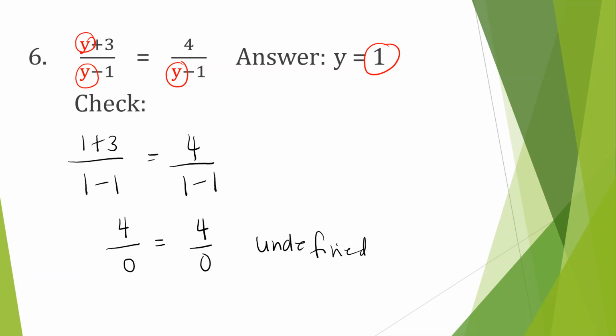Thus, 1 is a false solution, and the equation has no solution. Such false solutions are often called extraneous solutions. An extraneous solution is an apparent solution that does not solve its equation.